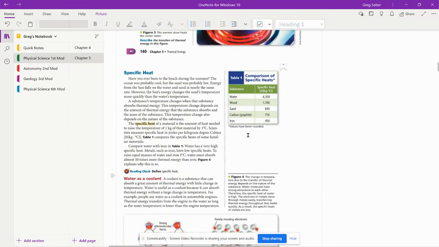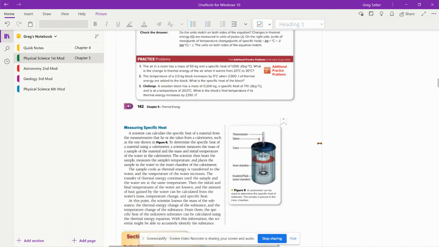Specific heat, a lot of you missed this in the homework. Also, compare water with specific heat. Most of you said that was true, 1 degree Kelvin or 1 Kelvin. It's not. It's 1 degree Celsius. 1 kilogram of a material, 1 degree Celsius.